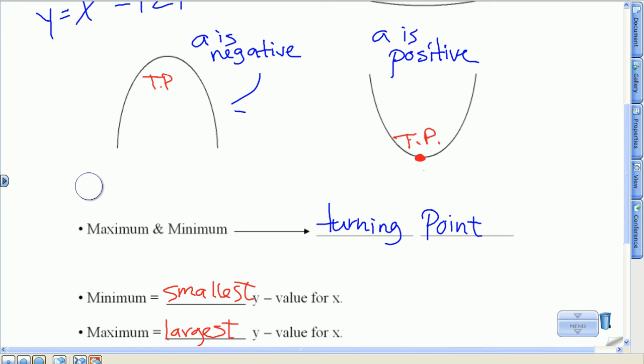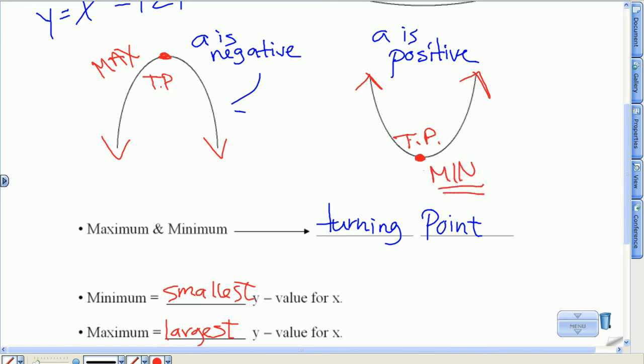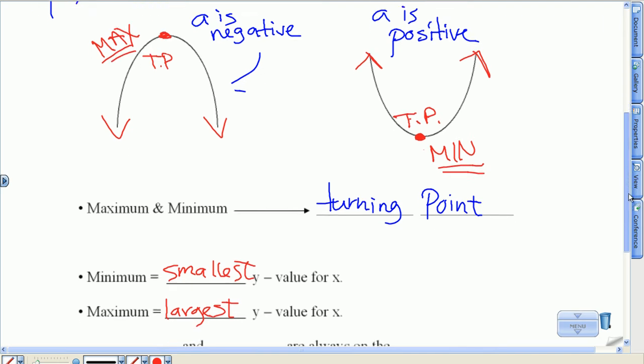Alright. For our turning point here, this is going to be a maximum. It does not have a minimum value for y, because what you'll see here is these go on forever and we'd put arrows on the end. When a is positive, there's going to be a minimum value of y. You don't have both. You either have a maximum, that's a sad face, the turning point's on top, or you have a minimum, that's a happy face, a is positive, the turning point is on the bottom.